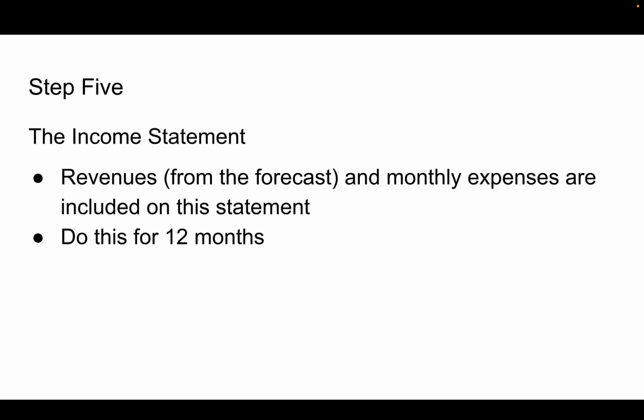So next step, income statement. You're going to list your revenues and monthly expenses on the income statement. Just revenues and just monthly expenses. No assets and no capital and no liabilities. The income statement is revenues minus expenses, and that gives you net income or net loss. And you're going to do an income statement for your first 12 months.